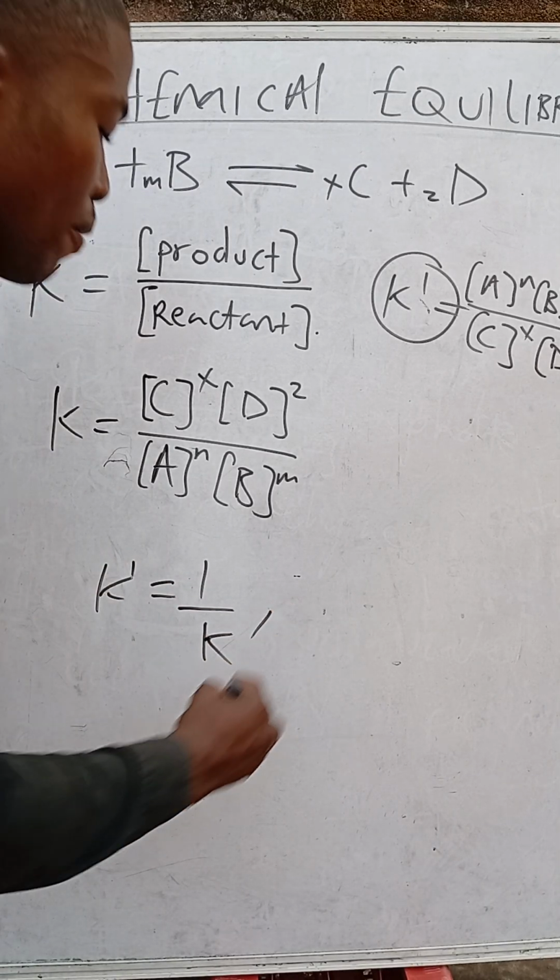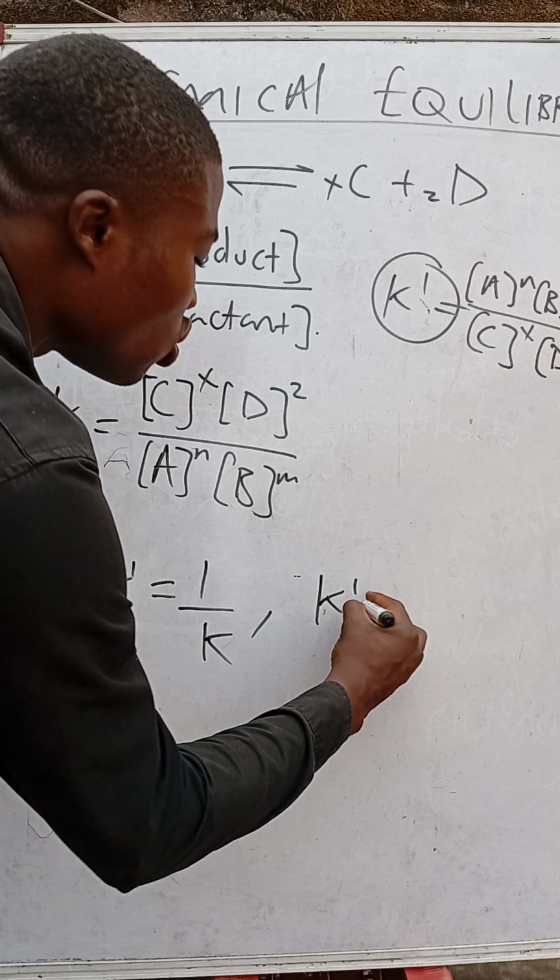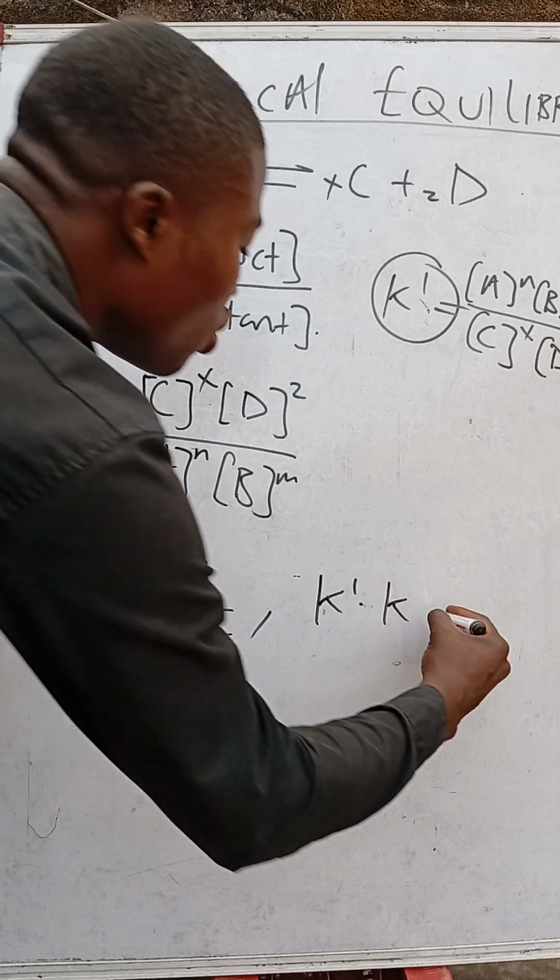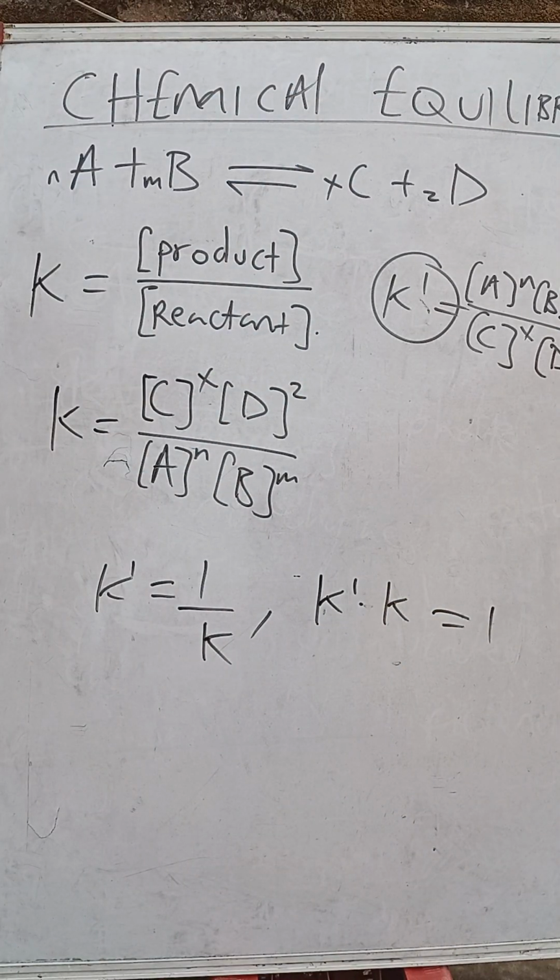And this is your UTME part. The equilibrium constant of the backward reaction multiplied by the equilibrium constant of the forward reaction equals 1. That should be noted. Please take note of that. Now I'm going to take examples from UTME level and from SSCE level.